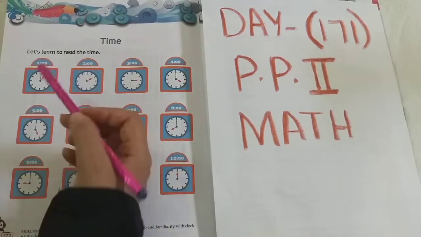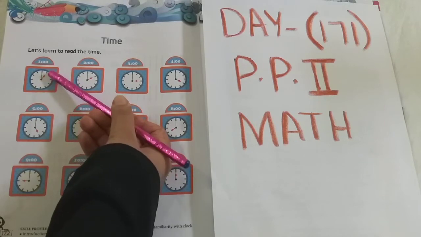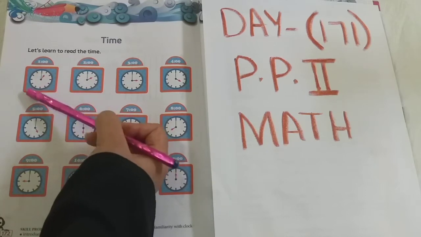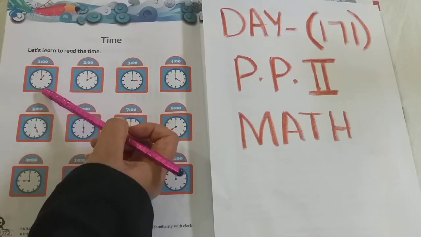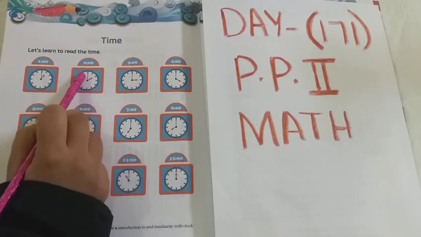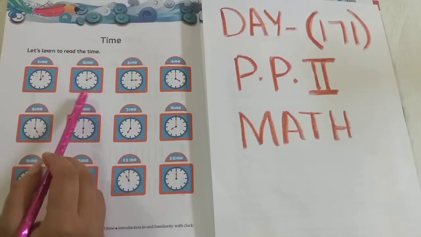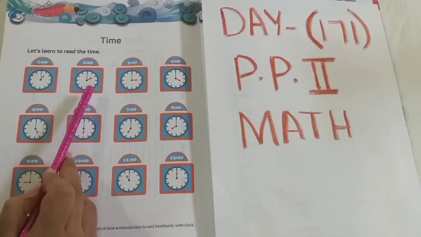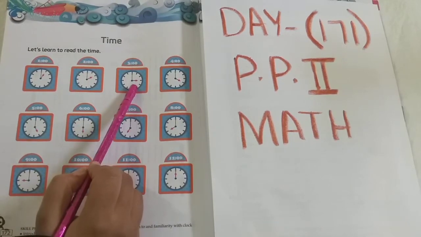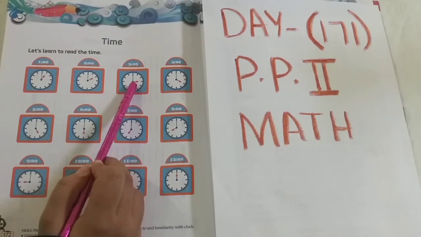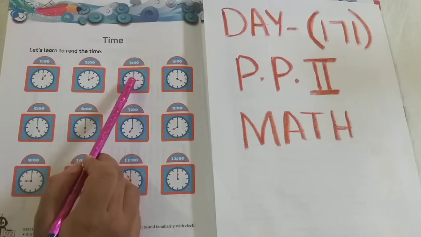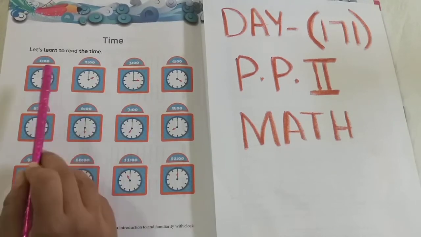Okay. For example, here the red hand is pointing on 1 and the green hand is pointing on 12. So what we call this time? 1 o'clock. Next, this red hand is pointing on 2 and the green hand is pointing on 12. That means 2 o'clock. Next, red hand is pointing on 3 and green hand is pointing on 12. So 3 o'clock.